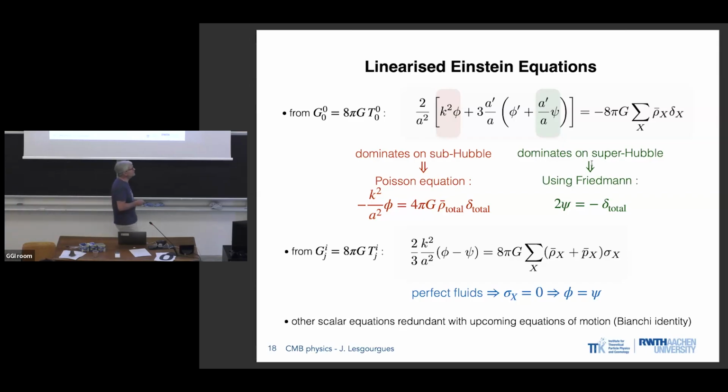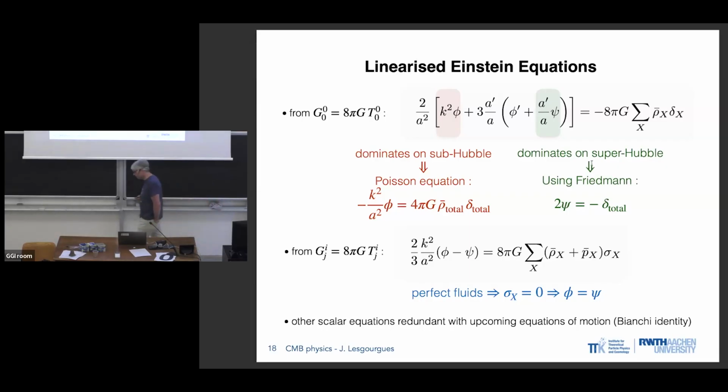We won't use much the other linear Einstein equation. Note, however, that from the ij equation, I can extract a nice combination. And this nice combination will tell me that the difference between the two metric fluctuations is sourced by the total anisotropic stress. So that's interesting.